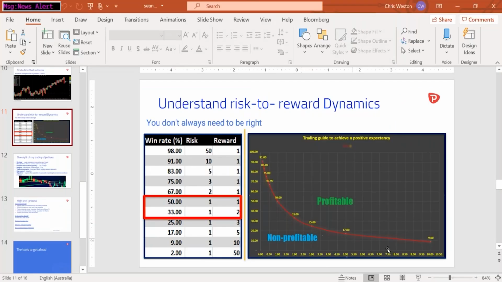We need to be on this side of the ledger, and to do that, we need to think about our risk reward, not just our win rate. It's okay to be wrong in trading. We're all wrong, but it's about how much you're making on your winning trades. And this mathematical formula works for me.